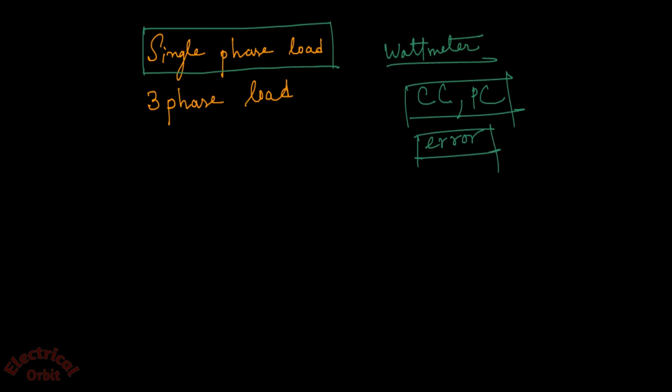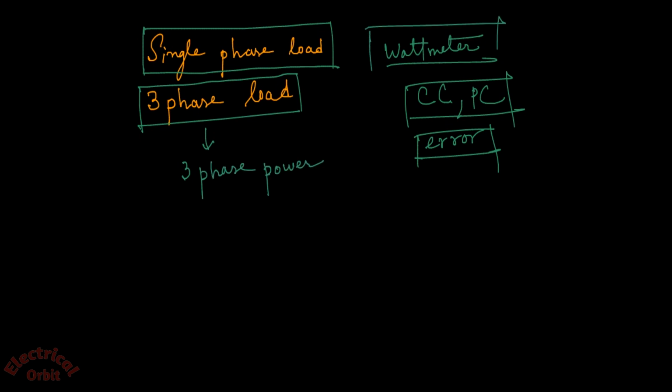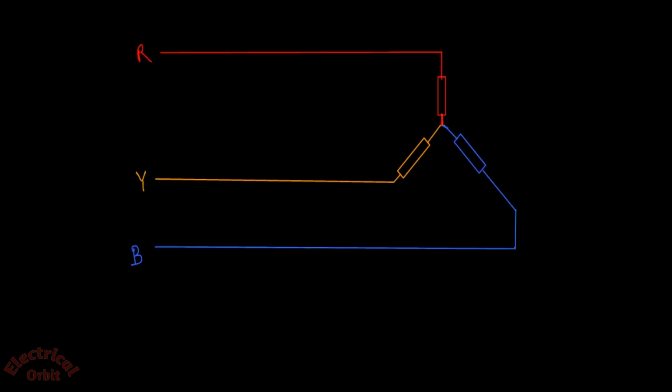Now in this lecture we are going to deal with the three-phase load and try to measure the three-phase power using wattmeter. In this diagram we have a three-phase load. Three different loads are connected with three different phases, that is R, Y and B. If we want to measure the power consumption of this entire three-phase load, then we have to connect wattmeters with the phases. Now how could we do that?